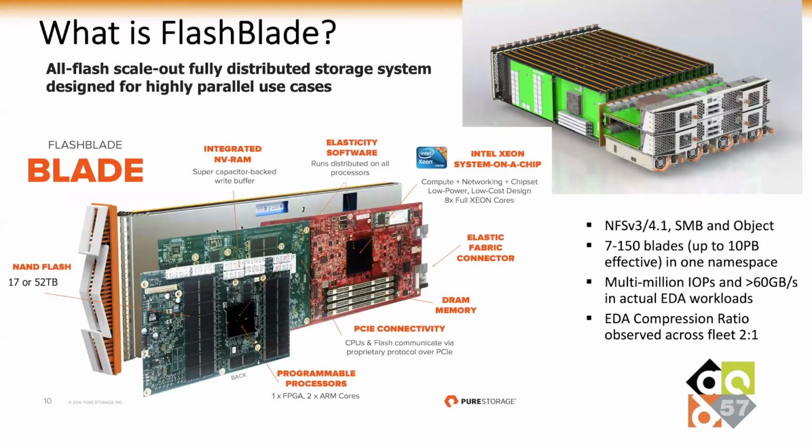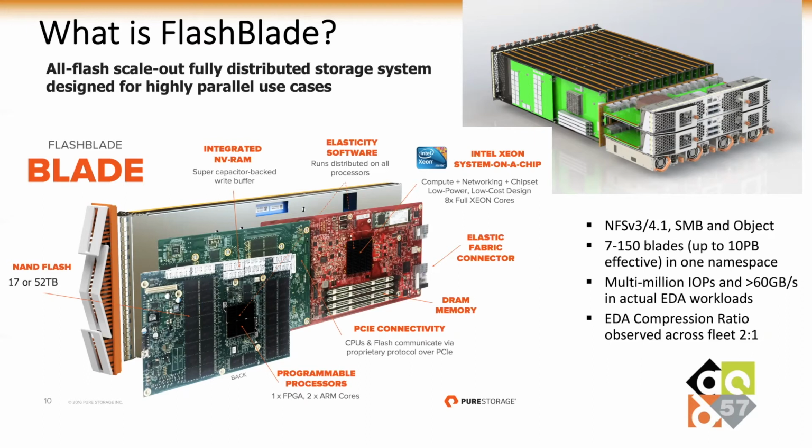FlashBlade, the storage product of the team I belong to, is an all-flash, scale-out, fully distributed storage system, designed for these highly parallel use cases. Just really quickly, the FlashBlade is made up of lots of little blades, and the blade is shown here on the bottom left-hand side, which has a storage complex and a compute complex. The storage complex is the green part, and the compute complex is the red part of this circuit board. First thing you will notice is there's no SSD. We read and write to flash directly to get the maximum performance, and it also helps us manage things like wear leveling at a system level.